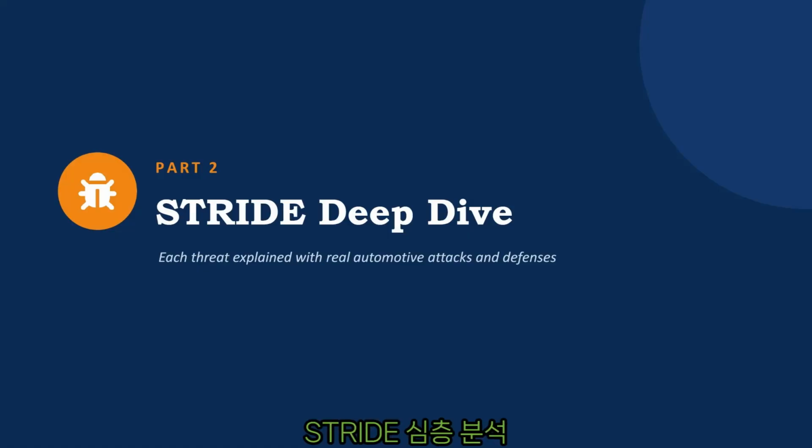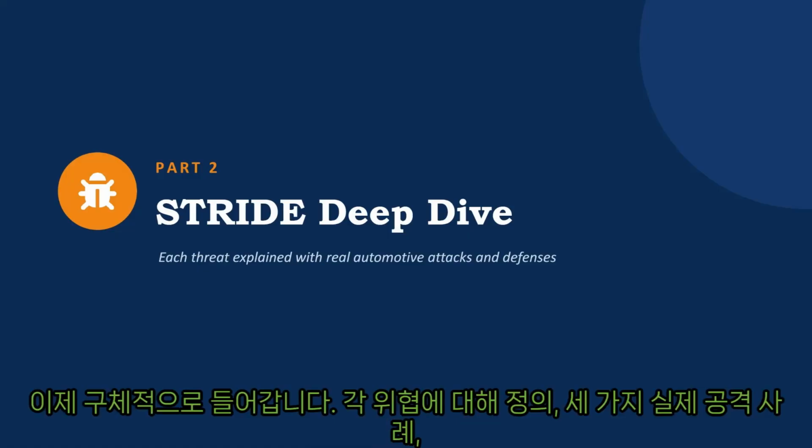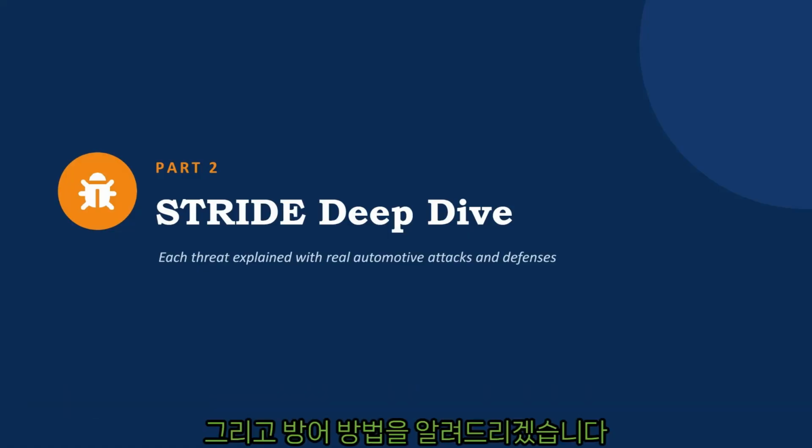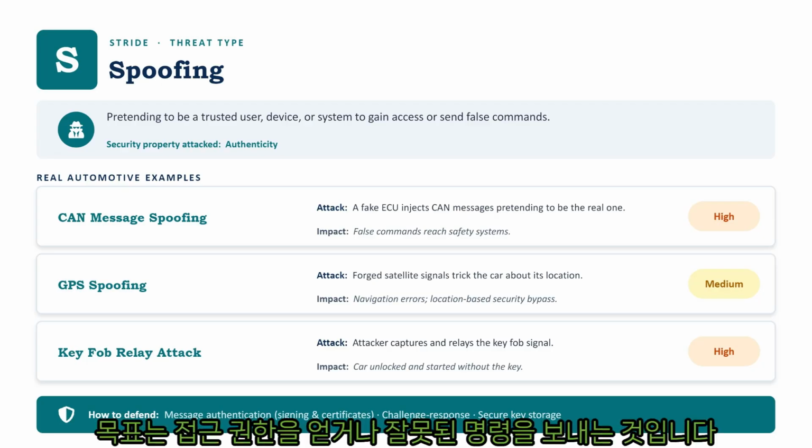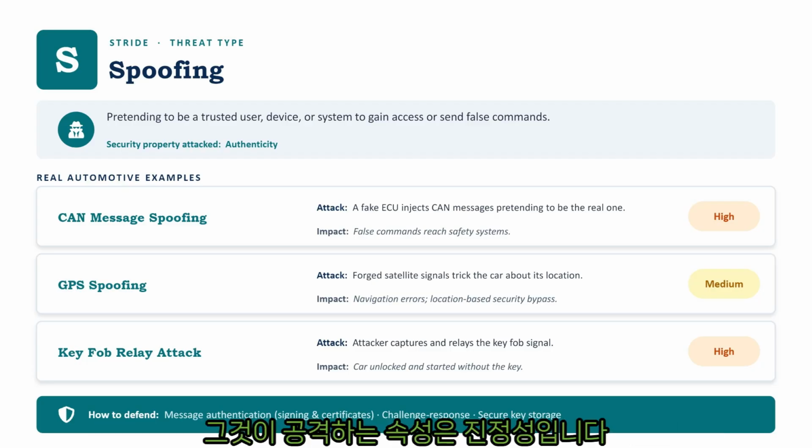Part 2. The STRIDE Deep Dive. Now we get specific. For each threat, I'll give you a definition, 3 real attacks, and how to defend. This is where theory becomes practical. First letter, S. Spoofing. Spoofing is pretending to be a trusted user, device, or system. The goal is to gain access or send false commands. The property it attacks is authenticity. Let's make it concrete. 3 examples.